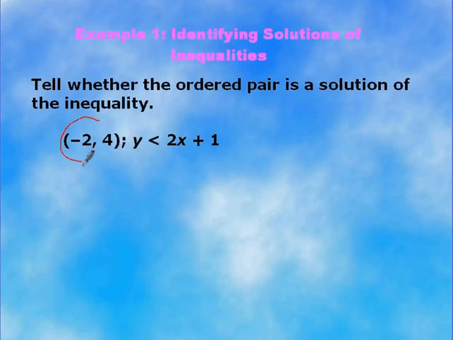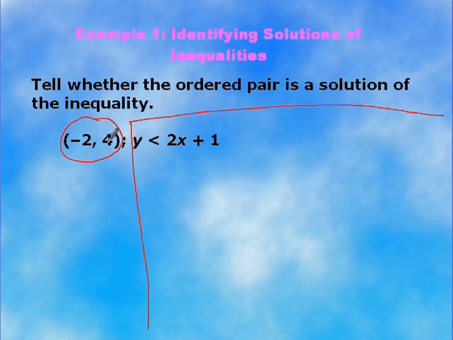They give us this ordered pair, and then they give us this inequality. Okay, so the ordered pair, first number is always x, second number is y. So what we're going to do is plug in 4 for y. So instead of y, we're going to put in 4, and then instead of x, we're going to put in -2. Okay? And then we'll solve it.